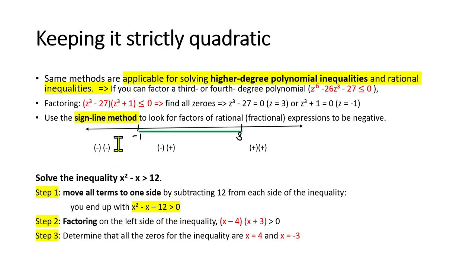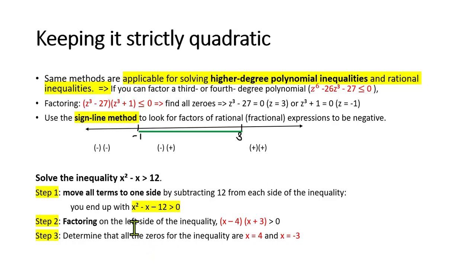So for these three different intervals, you're looking for the expression to be negative. So that is an odd number of negative signs. That is the region between minus 1 and 3. So that's the answer.